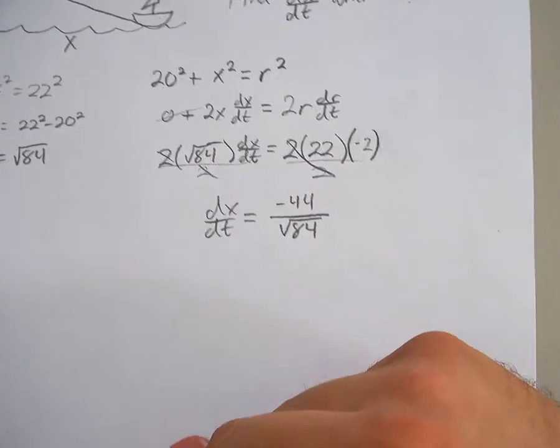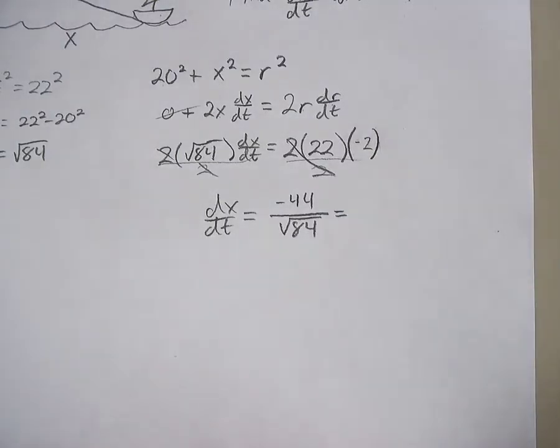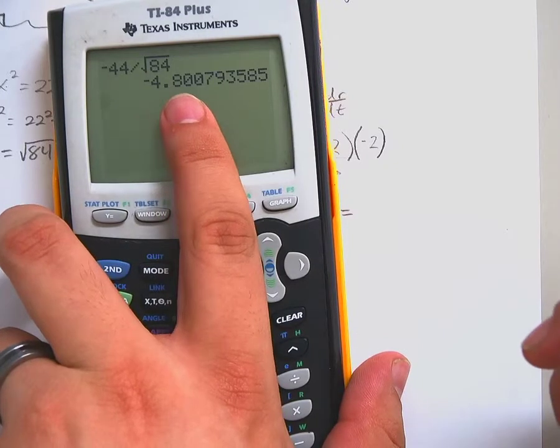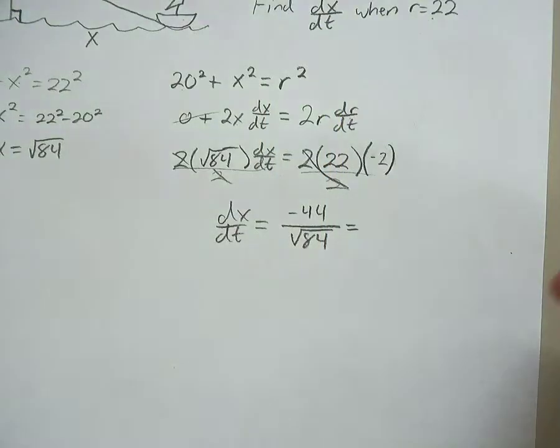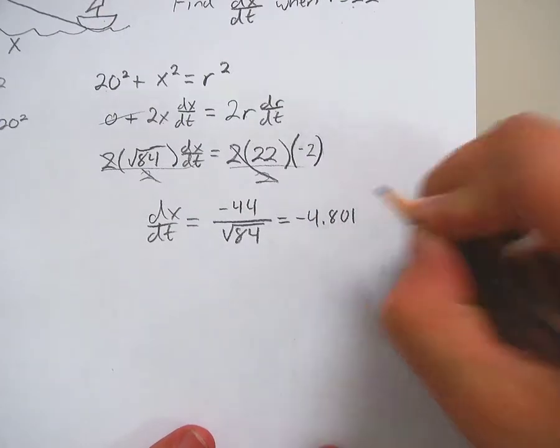Now, can you simplify this more? Yes. Do you need to? No. But I would go ahead and convert it to a decimal because, yeah, why not? This is a rate. Decimals are okay. They're acceptable with that. So type in negative 44 divided by the square root of 84. And you get, lo and behold, negative 4.801 if we round to 3 decimal places. Negative 4.801.